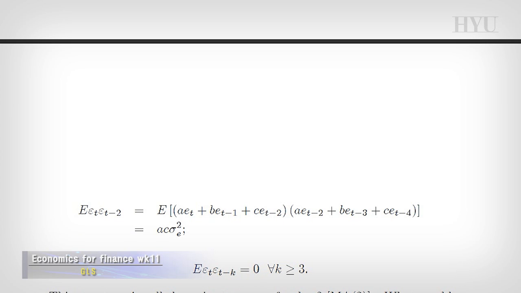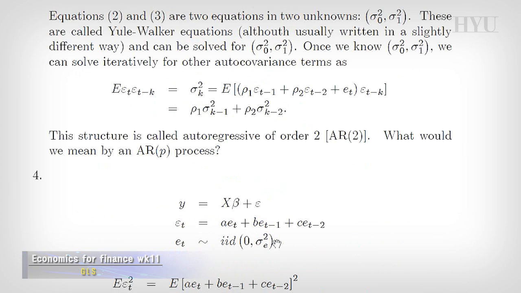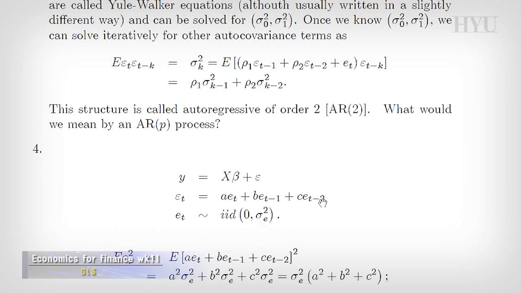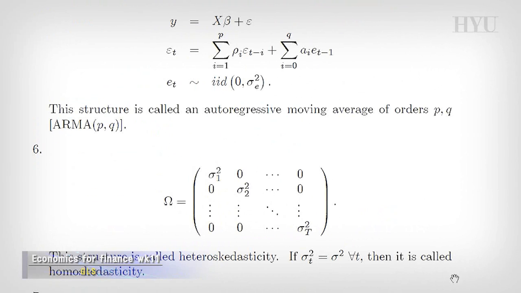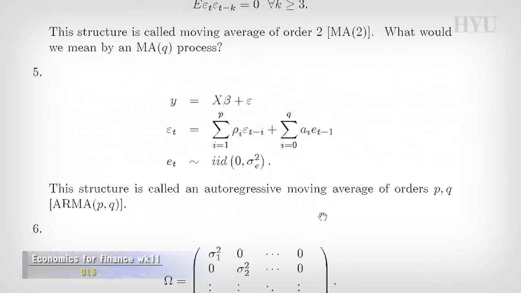What would we mean by moving average of order q? It is straightforward. It is a moving average up to order q, which means we will have terms up to e t minus q. Okay. Any questions until now? Okay.